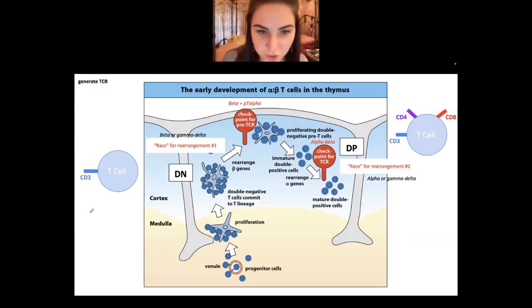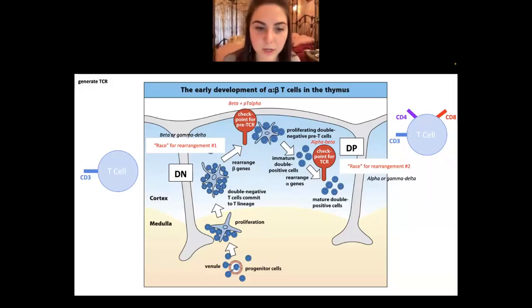Okay, so back to this generation of the receptor. There's a lot going on here, and I know I added some more stuff, but it's a really good visual to keep in your mind. So let's say these are coming in from the bone marrow. Let's say these T cells were produced in the bone marrow, and now they're coming to the thymus to finish their maturation.